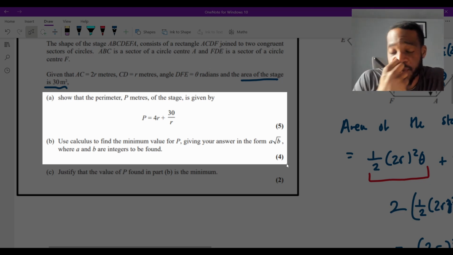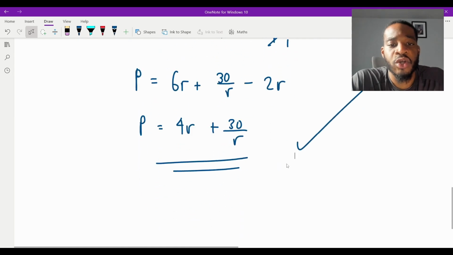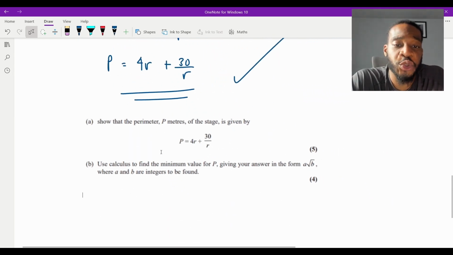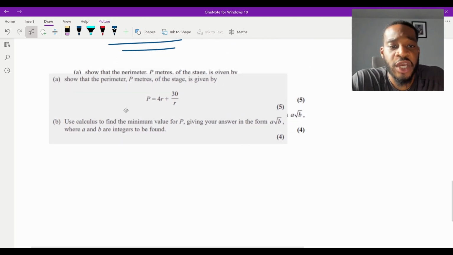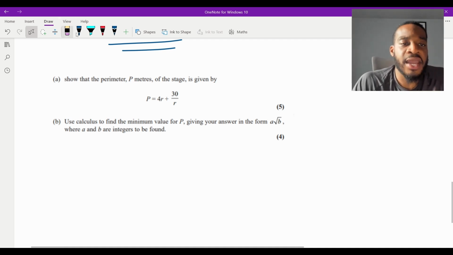If I want to minimize P, then I've got to use calculus, right? And they've actually said it in the question. So what do we do? Remember that word minimum? That means you're going to differentiate. It's going to be a stationary point essentially. So you're going to differentiate your expression for P, find out what R is by making it equal to 0, and then just using algebra.